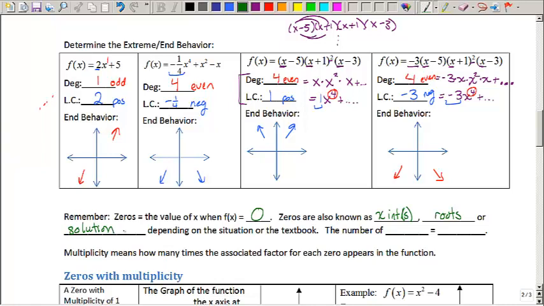Also, I want to remind you that the number of zeros, now that's complex and real zeros, is equal to the degree. We won't be dealing with any complex zeros in this section, but we will a little bit later. And the number of all the total zeros equals the degree.